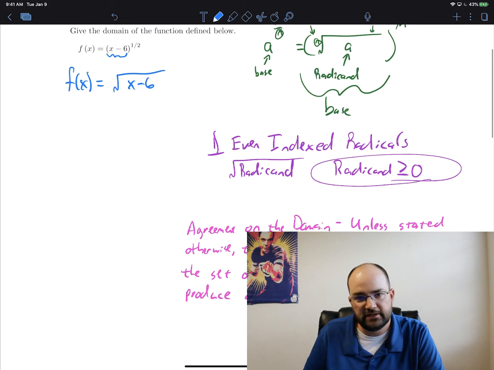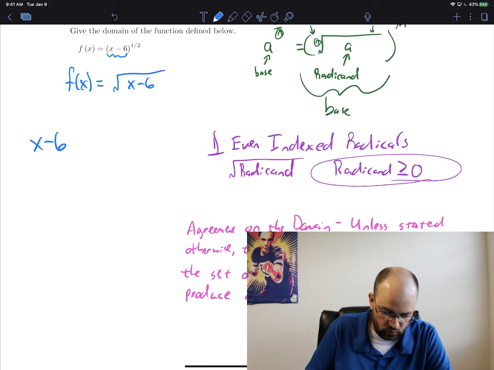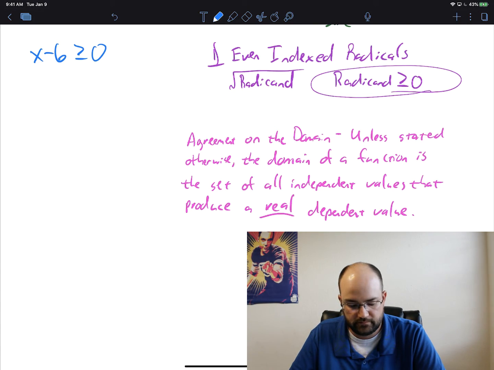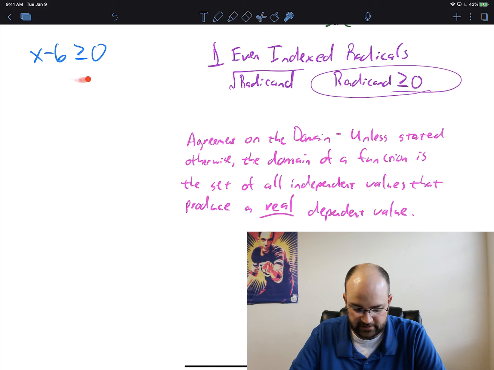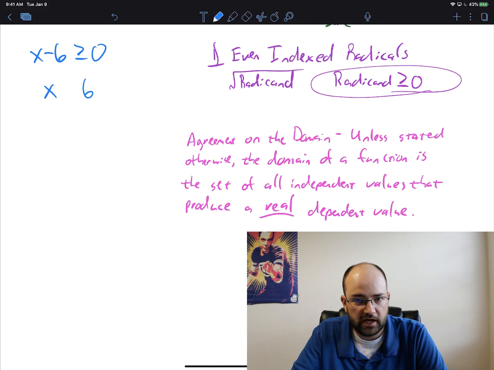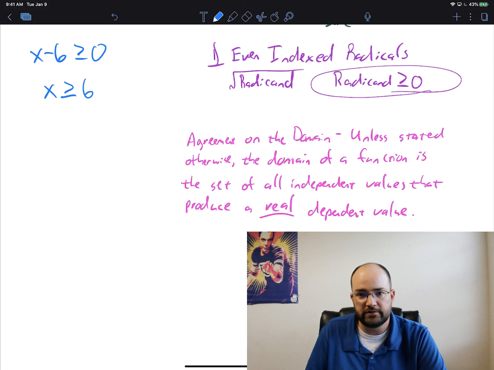So we have f of x equals square root of x minus 6. That means we're going to take the radicand, the x minus 6, and set it greater than or equal to 0. And then we just solve this. How do you do that? You add the 6 to the right-hand side, making this x and 6 over there. Do we flip the arrow? Ask yourself that. No, because we're just adding or subtracting here. So greater than or equal to 6 still. So x is greater than or equal to 6.